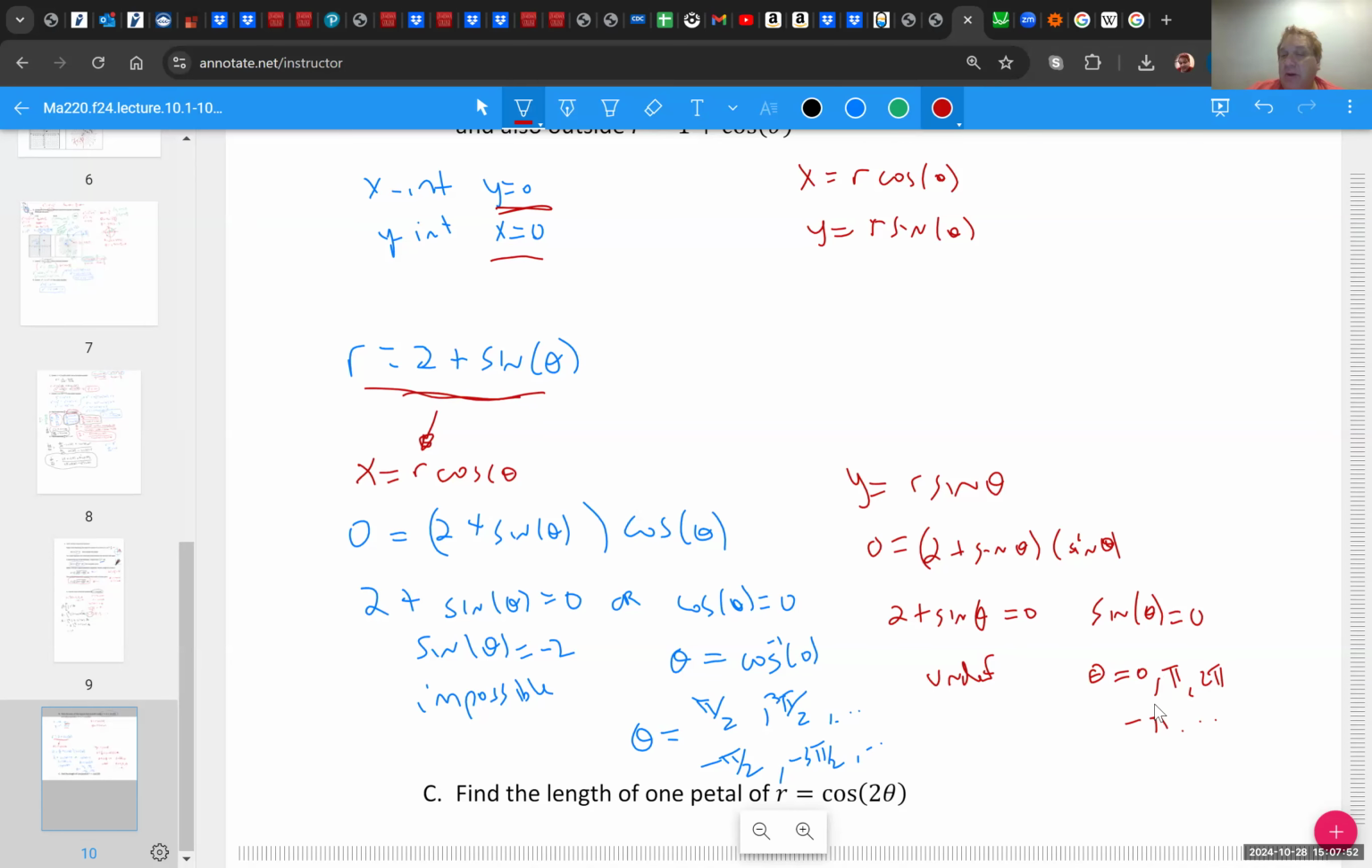0, pi, 2 pi, things like that. Okay, so we need to have one of these over here on the left in blue and one of these over here on the right in red. Let's just try 0 to pi over 2 and see if that works.